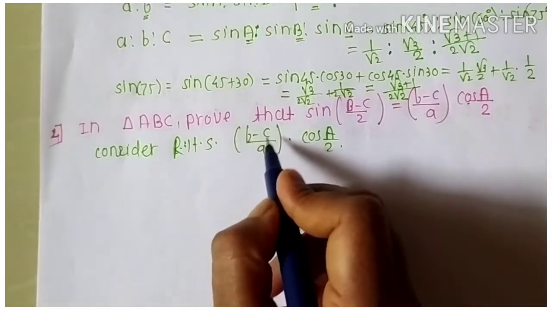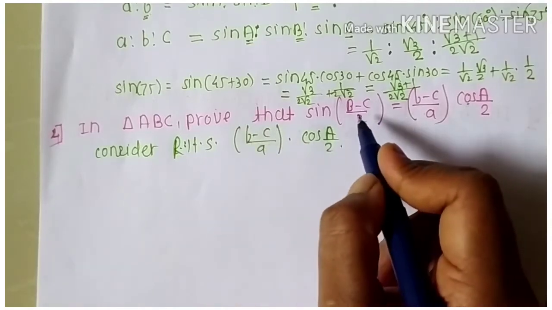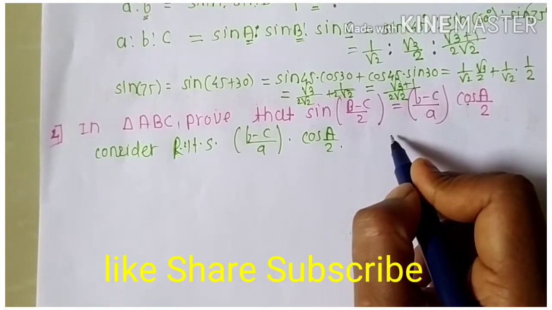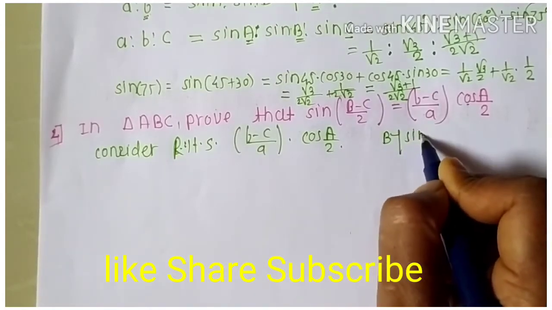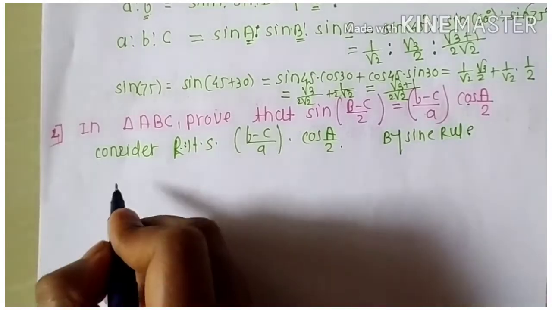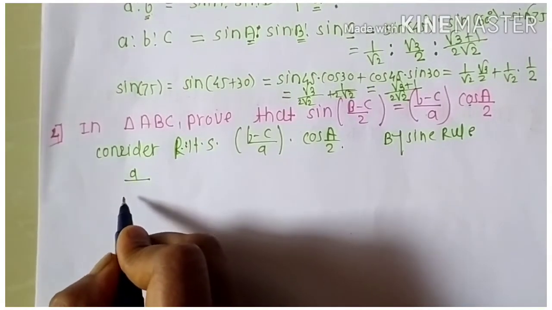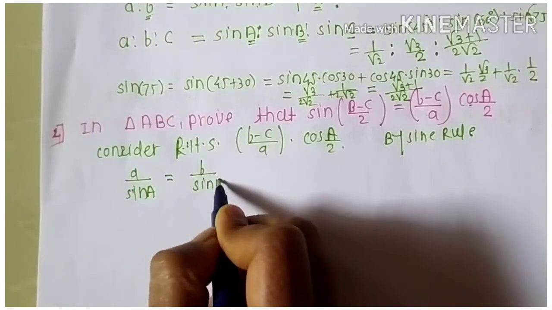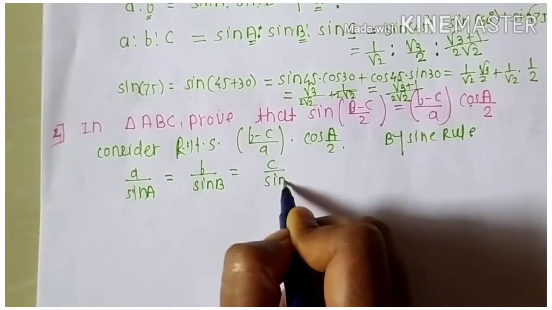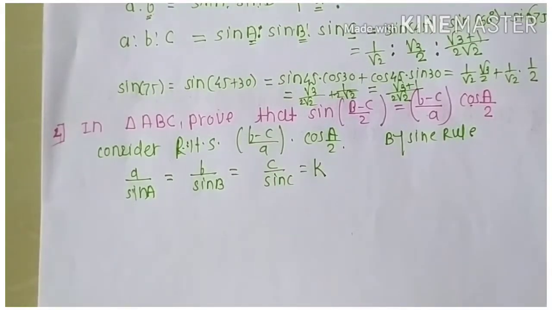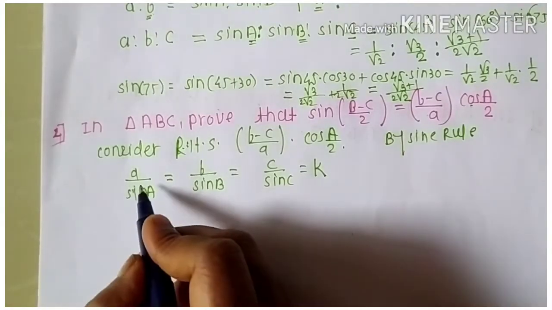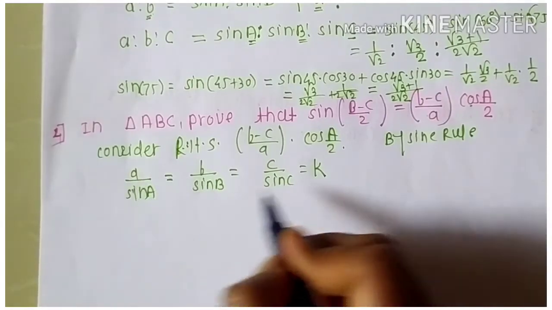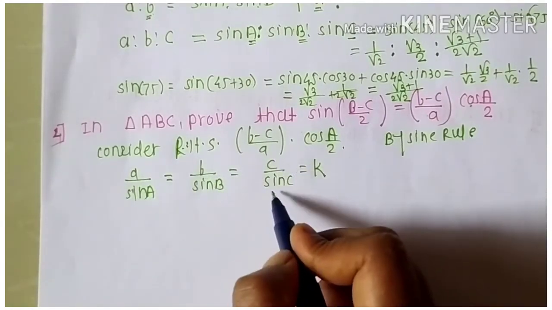Here small a, b, c mean the sides of a triangle, and capital A, B, C mean the angles of the triangle. Then we apply the sine rule. By applying the sine rule, A upon sine A is equal to B upon sine B is equal to C upon sine C. Each ratio is equal to a constant K. That means A upon sine A is equal to K, B upon sine B is equal to K, C upon sine C is equal to K.